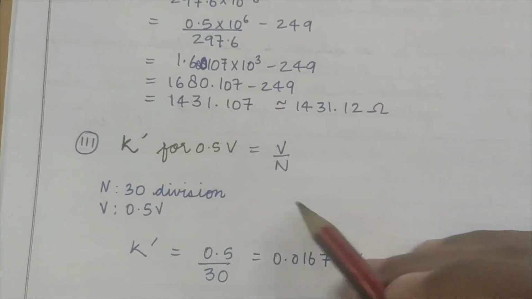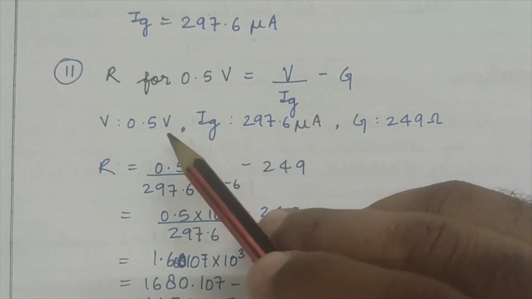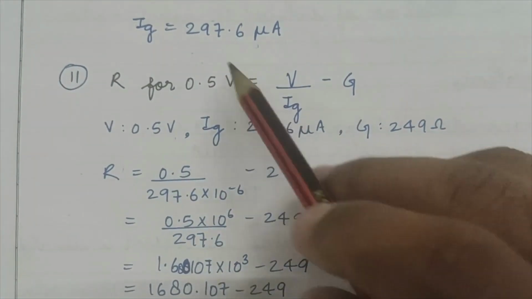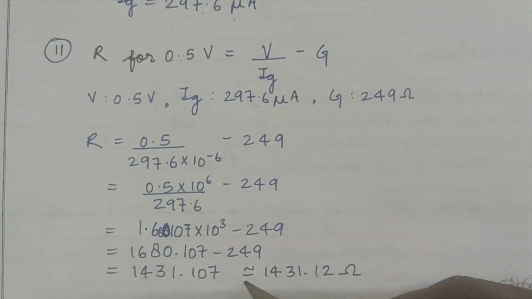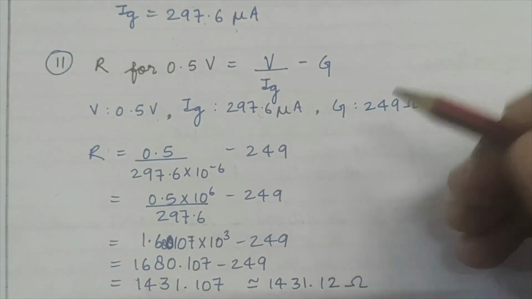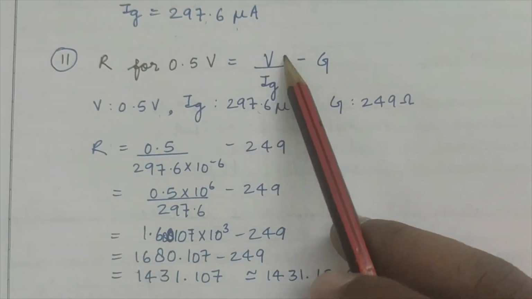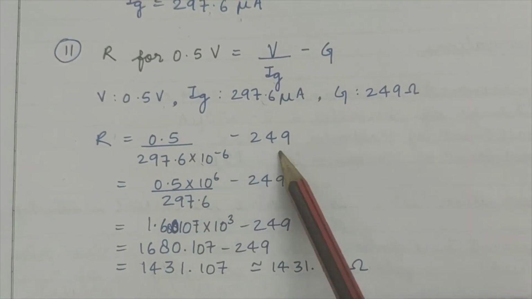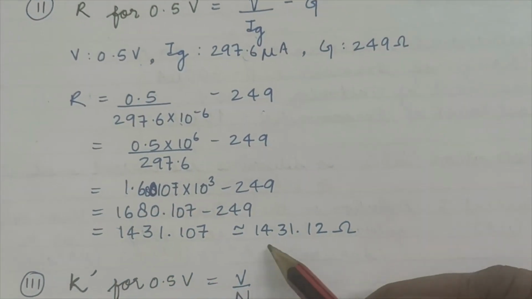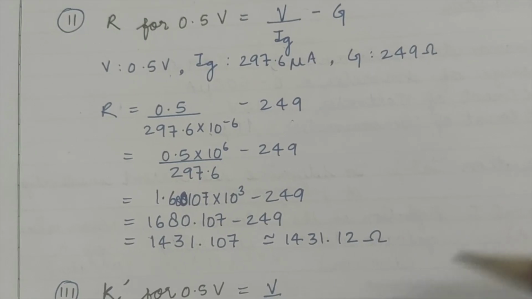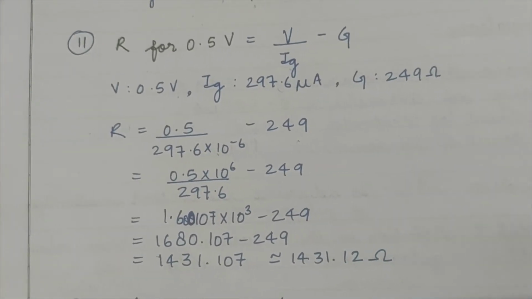Similarly, if I want to convert for 0.5 volt, I put the value of V as 0.5 volt. Ig I have calculated here. G is 249 or 250 ohm, which is the value we have measured with the multimeter. Then we put it in the formula R equals V by Ig minus G. If you calculate it, you get the value of R, which is the shunt resistance required, which we have to put in series with the galvanometer to convert it into the voltmeter.